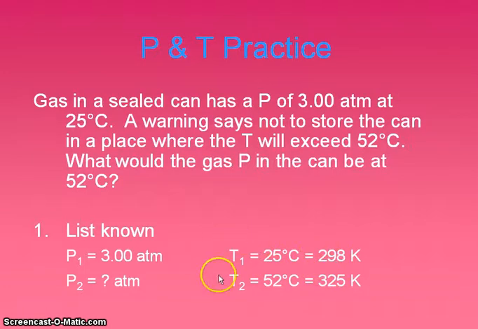A warning says not to store the can in a place where the temperature will exceed 52 degrees Celsius, so that's T2. Again, adding 273 will give us 325 Kelvin. What would the gas pressure in the can be at 52 degrees Celsius? So we're looking for P2. Since P1 is in atms, our P2 value should also be in atms.